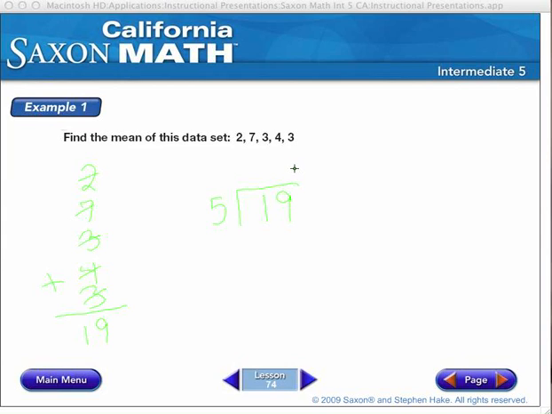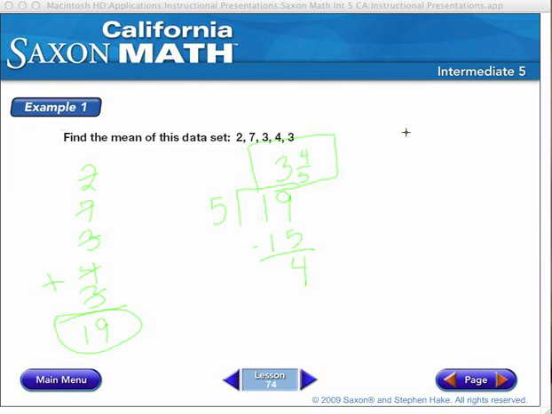5 goes into 19 3 times. 5 times 3 is 15. We subtract. So my average is 3 4/5. So this is the average. So step 1, I add up all of my addends. Step 2, I divide. Now sometimes you would get a question that is already going to give you this.